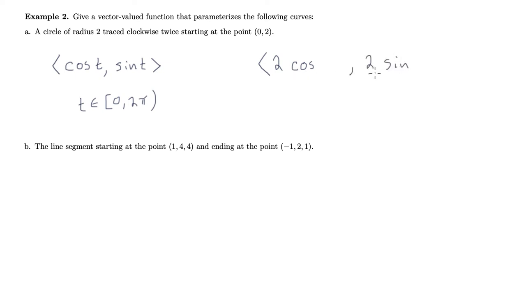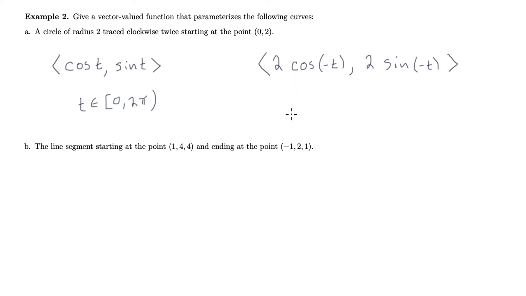Okay, so doubling those is going to allow me to go around the circle of radius 2. But how do I trace it clockwise? Well, I just want to reverse the argument. I just want to put in minus t. So what is that going to do? Well, instead of t increasing and going counterclockwise, t is going to be decreasing and going clockwise.